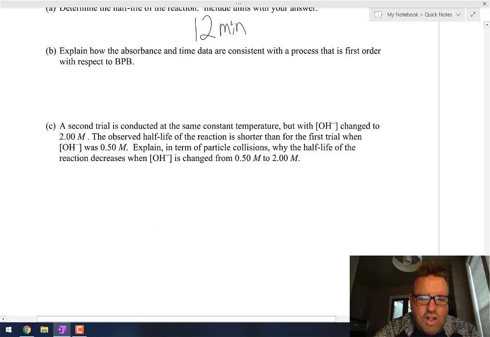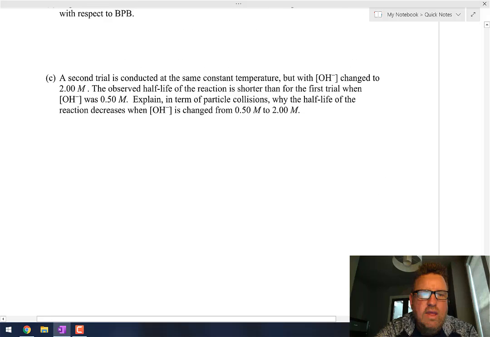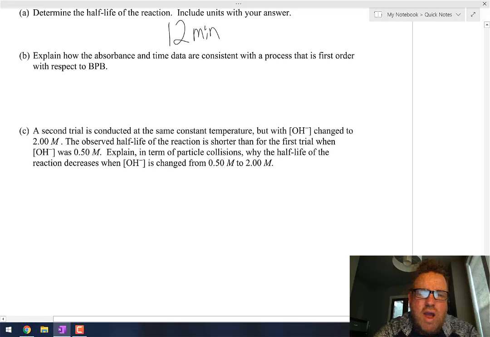Okay, and then our last one here, part C, says a second trial is conducted at the same constant temperature, but with the concentration of OH minus changed to 2 molar. The observed half-life of the reaction is shorter than for the first trial when OH concentration was only 0.5. Explain in terms of particle collisions why the half-life of the reaction decreases when OH minus is changed from 0.5 to 2.